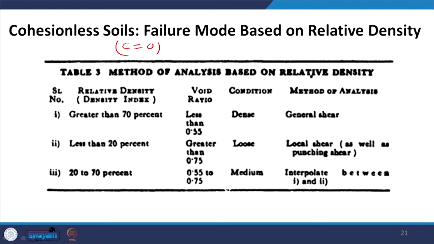If it is less than 20%, then local shear failure. Between 20 to 70%, it is interpolation between general and local shear failure. And for interpolation, you need to use both the values of NC, NQ and N gamma. That is a little complex, in the sense that you determine the values of NC, NQ and N gamma first for general shear failure, then for local shear failure, and once you have the values for local and general shear failure, then find the interpolation between these two factors to get the intermediate value if it is between 20 to 70%.